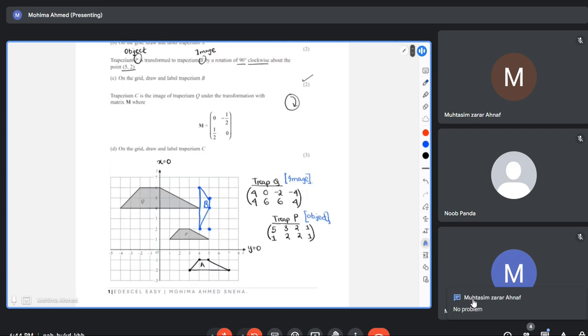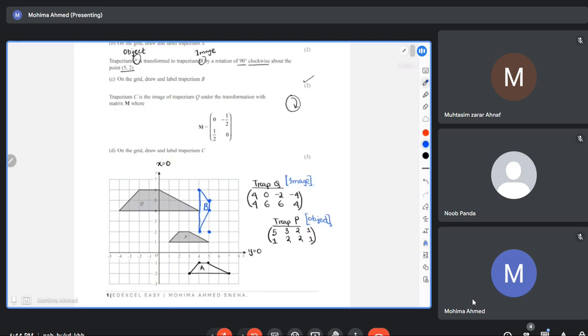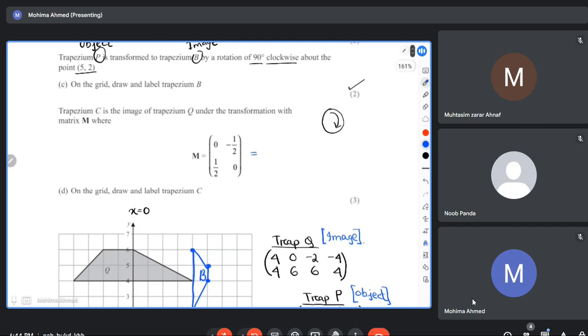It says that trapezium C is the image of trapezium Q under the transformation with matrix M, and this is the matrix. And on the grid, draw and label trapezium Q. Now, one thing, it is not needed over here, but I'll still explain it. If you just take half common, then this is how the entire matrix will look: 0, minus 1, 1, 0. This is the same matrix as 0, minus 1, 1, 0, which is for 90-degree anti-clockwise with center 0, 0.